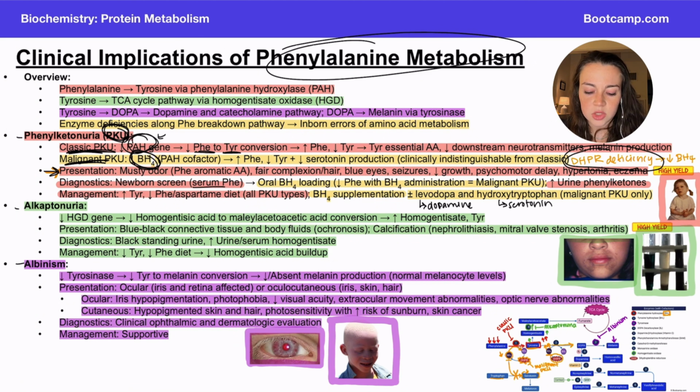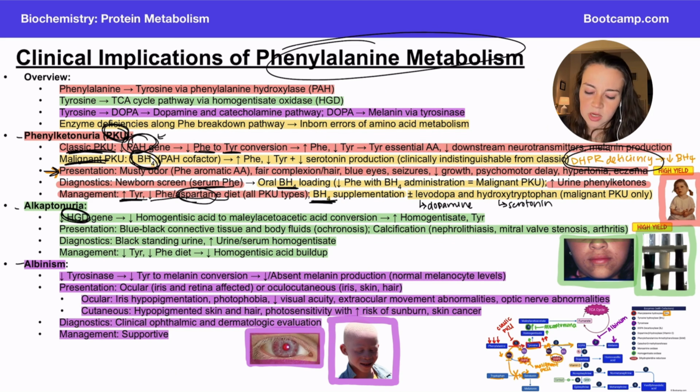It's initially diagnosed on a newborn screen and then differentiated with an oral BH4 loading test, and it's managed by supplementing tyrosine, which becomes an essential amino acid in this condition, and reducing dietary phenylalanine, which includes aspartame. Remember, in the case of malignant PKU, however, we also had to supplement BH4 if we wanted that treatment to work. Next condition we talked about was Alkaptonuria, which was a deficiency in the enzyme homogentisate oxidase.